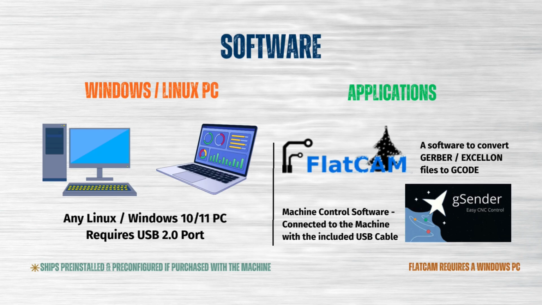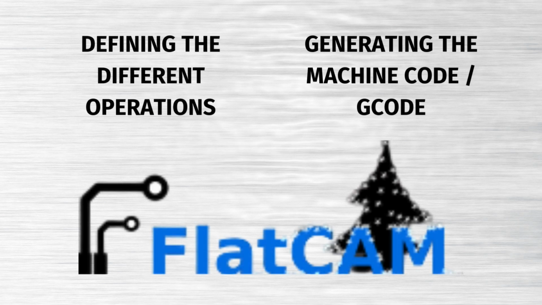We will then convert these files using a software called FlatCAM into G-code. This G-code will be loaded onto the machine control software called GSender, which you will see in the video as well.